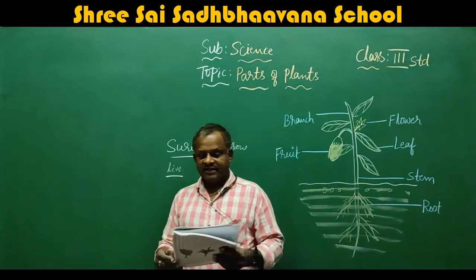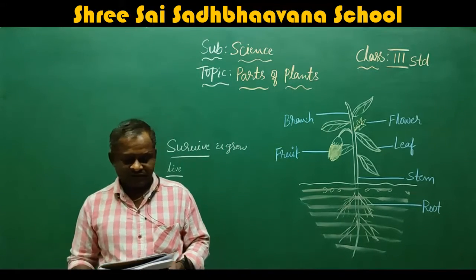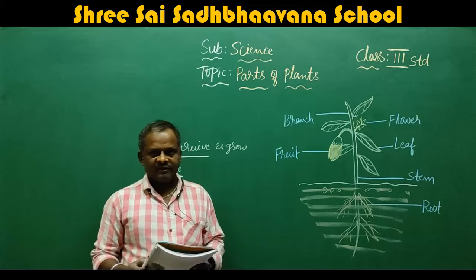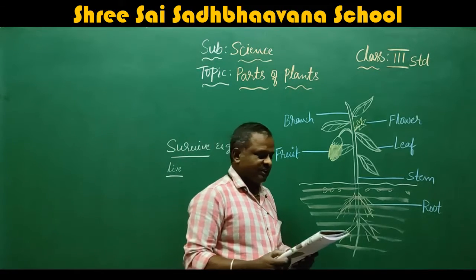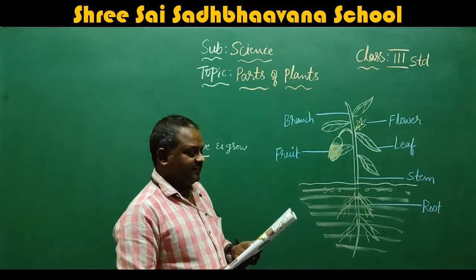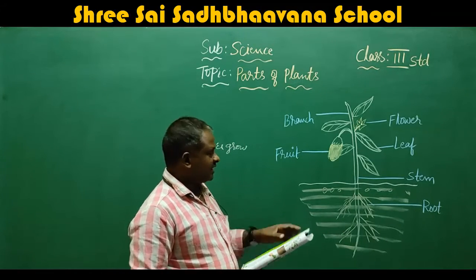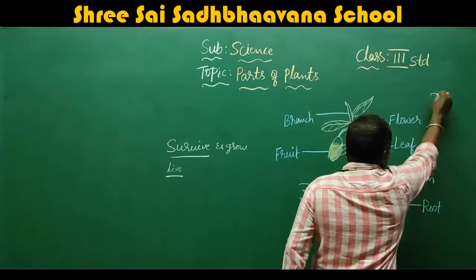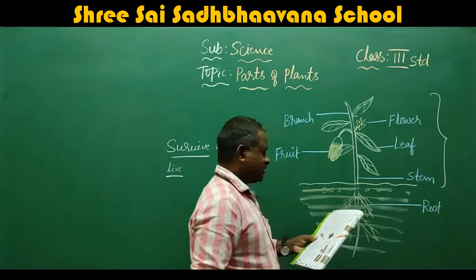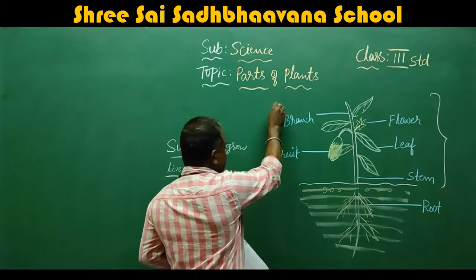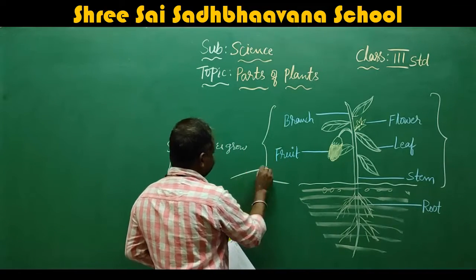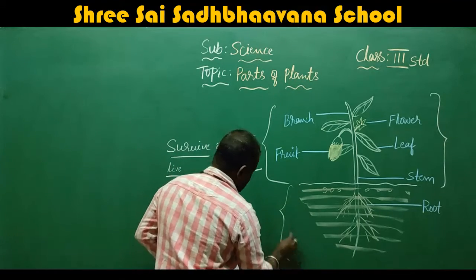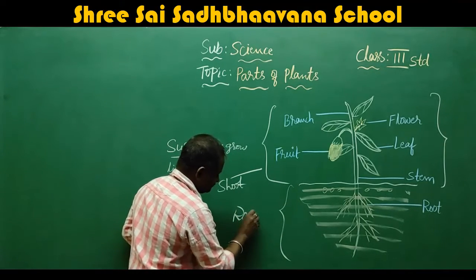Okay, here they have given the shoot and root system. First we will go about the shoot system. We will understand what the shoot system is. The shoot is the part of a plant which grows above the ground. That means from here to here, this total is called the shoot system. Below this is called the root system.